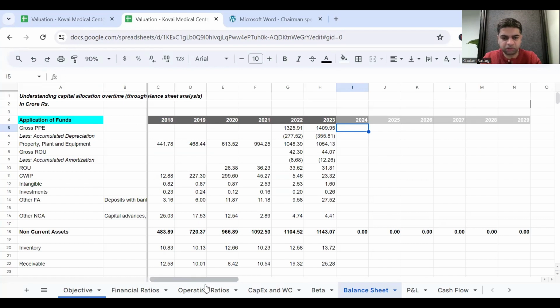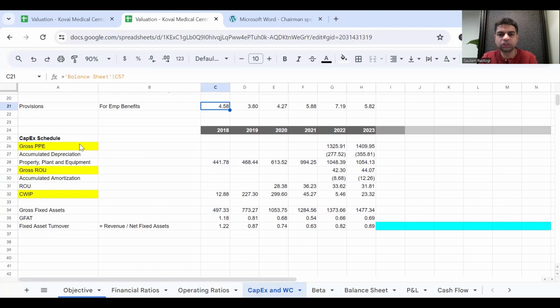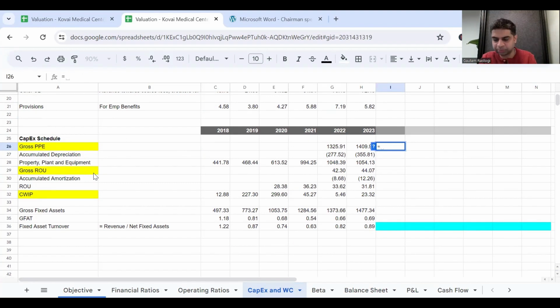Before this, I have a dedicated capex schedule section. So let's project it here and then we'll move it over to the balance sheet. So this is the capex schedule. I have these items highlighted because I am going to combine all these gross items in one bucket as gross PP.